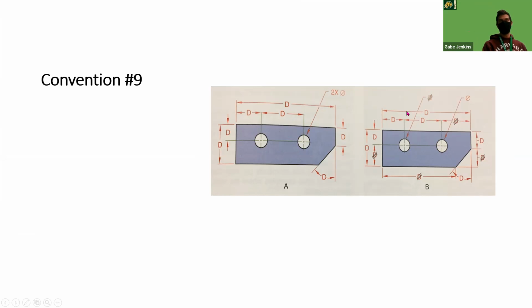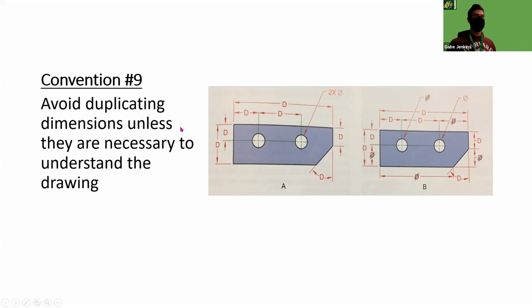Like if you know how big this whole thing is from here to here, and you know how wide this is, and you know how wide it is here, you can just subtract this out, right? And so you know that you don't need that one because you can figure out how wide it is from here to here because you know all these other numbers. So the convention is we're trying to avoid duplicating any dimensions unless it's absolutely necessary. And in this case, all those things that are crossed out, you don't need them there. It's just duplicative.